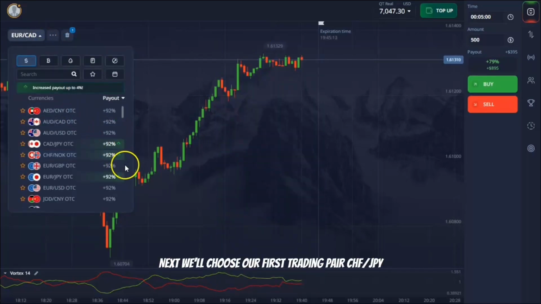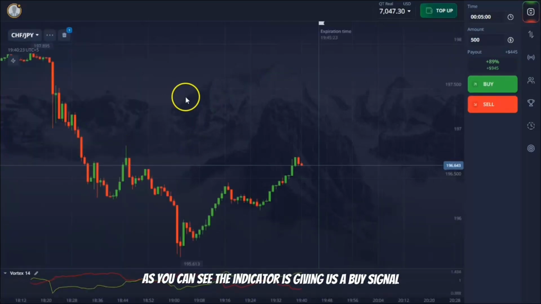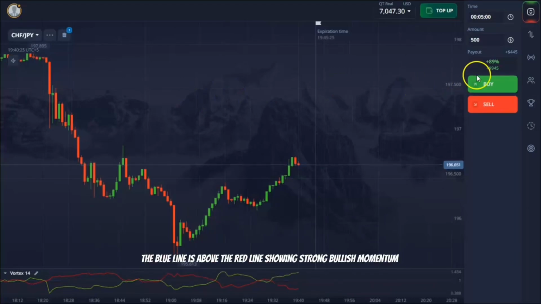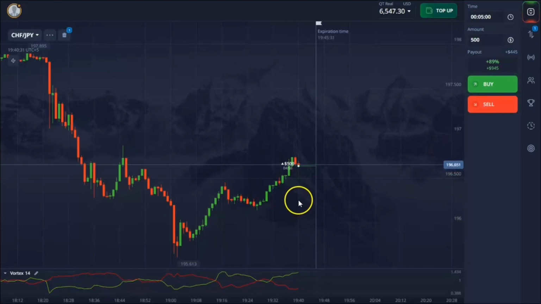Next, we'll choose our first trading pair, CHF-JPY. As you can see, the indicator is giving us a buy signal. The blue line is above the red line, showing strong bullish momentum. Based on this confirmation, I'm placing my first buy trade.